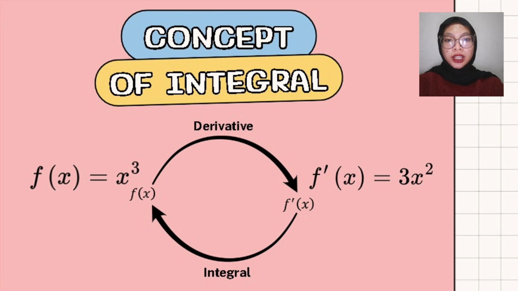This image shows the relationship between derivative and integral. When we take the derivative of a function, we move from the original function f of x to its rate of change f prime of x. On the other hand, integration is the reverse process. It allows us to go back from f prime of x to the original function f of x. This circular connection highlights that integration and differentiation are two sides of the same coin in calculus.